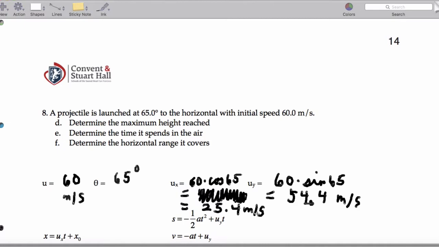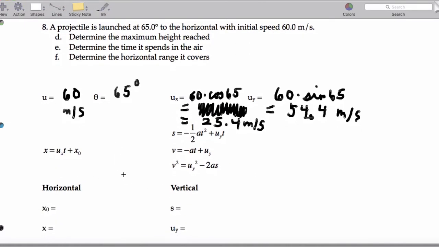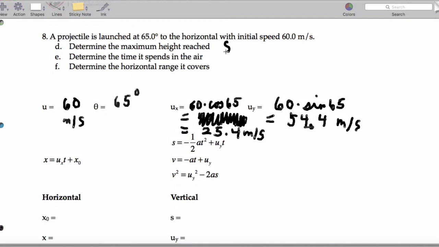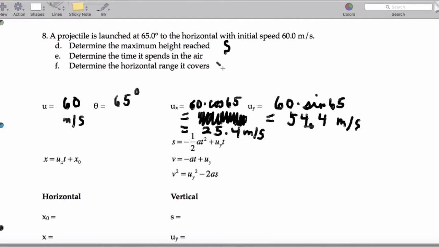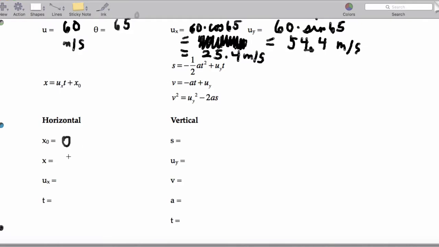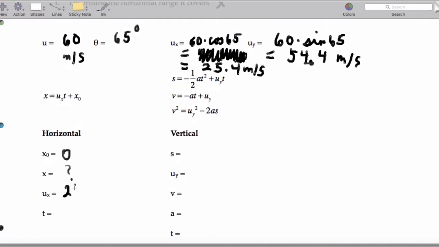All right. Now that we've got these two components, we can just go ahead and use them in our equations. So we want the maximum height reached, the time it spends in the air, and the horizontal range it covers. The maximum height it reaches is s, by the way. The time it spends in the air, we'll take a look at that in a second. And the horizontal range it covers is this number x right here. So x naught is 0 always. x is unknown. Ux is the x component here, which is 25.4. Our time is unknown.